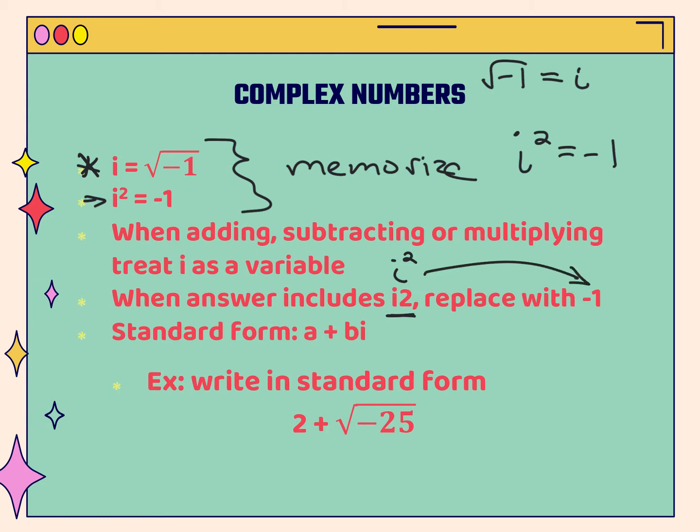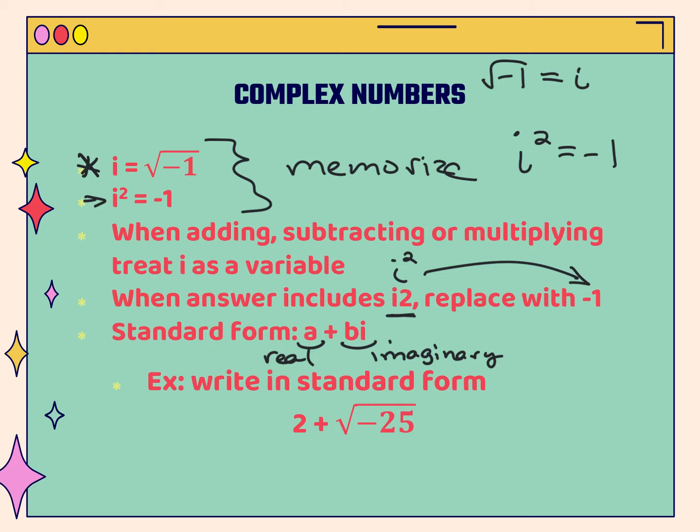The standard form, when we have a complex number in it, is always a plus bi, where a represents the real part of the answer, and the b times i is representing the imaginary part of the number. We will not be graphing imaginary numbers. You'll do that later on.